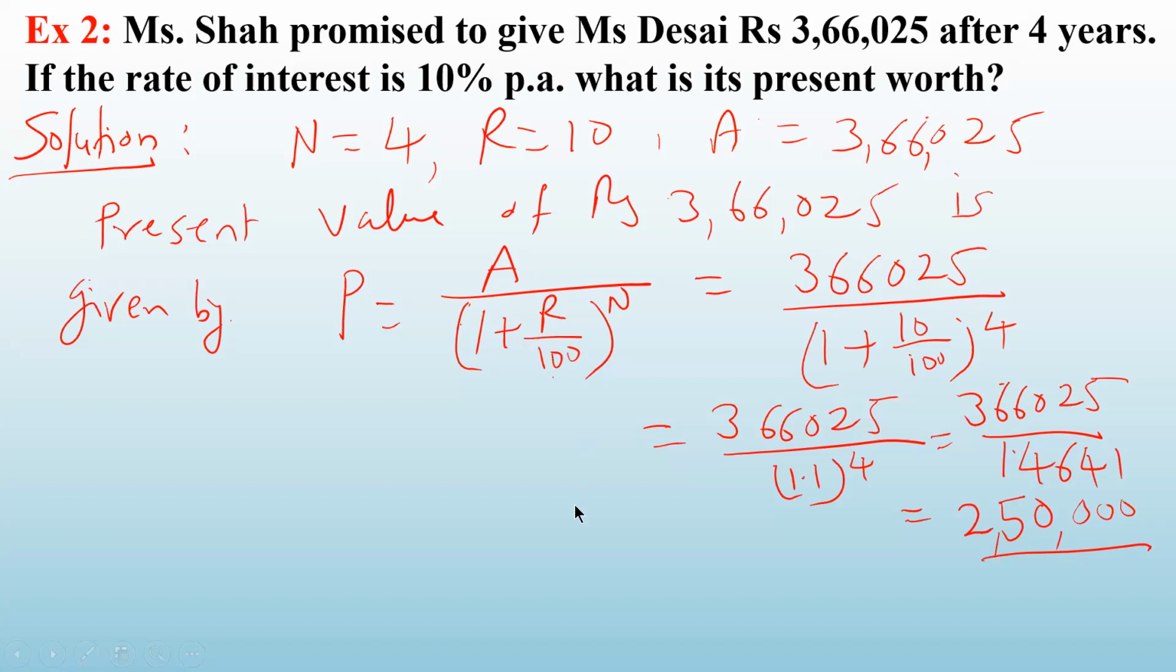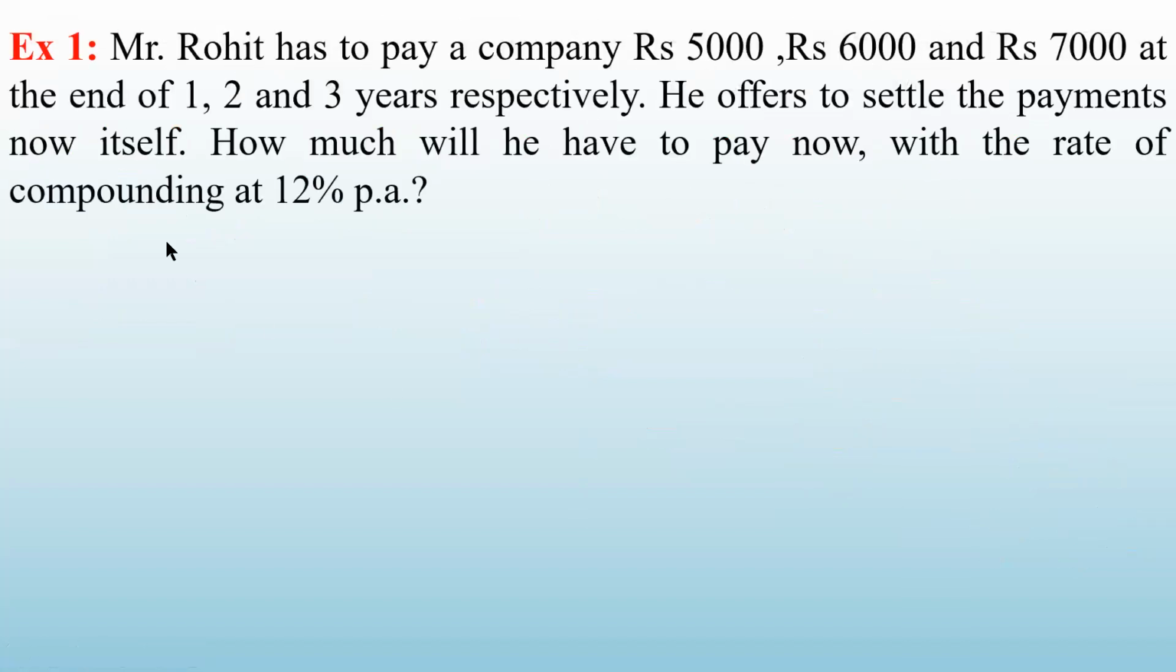Okay. So these are two simple problems I have taken here. Now let us look at this question. Mr. Rohit has to pay a company rupees 5,000, rupees 6,000 and rupees 7,000 at the end of 1, 2 and 3 years respectively. He offers to settle the payments now itself. How much will he have to pay now with the rate of compounding at 12% per annum?